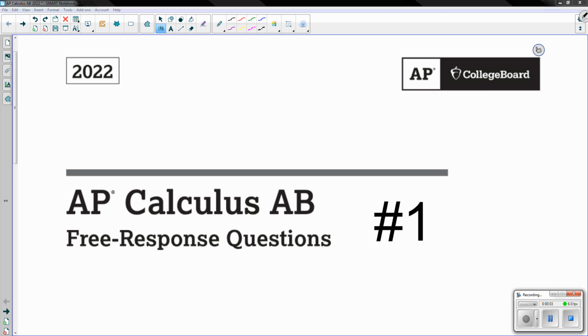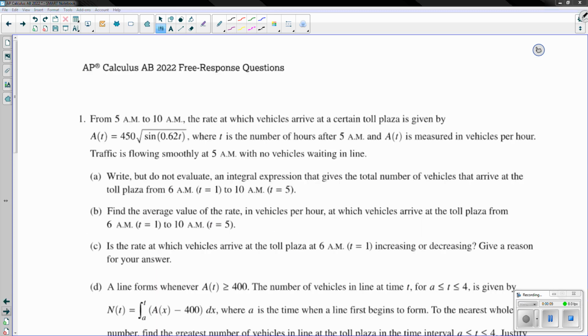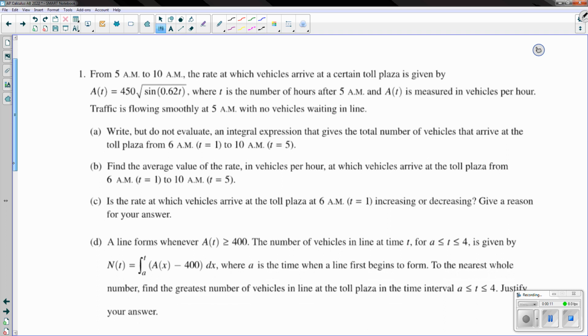The 2022 AP Calculus AB free response questions, number 1. Let's take a look at the first question.